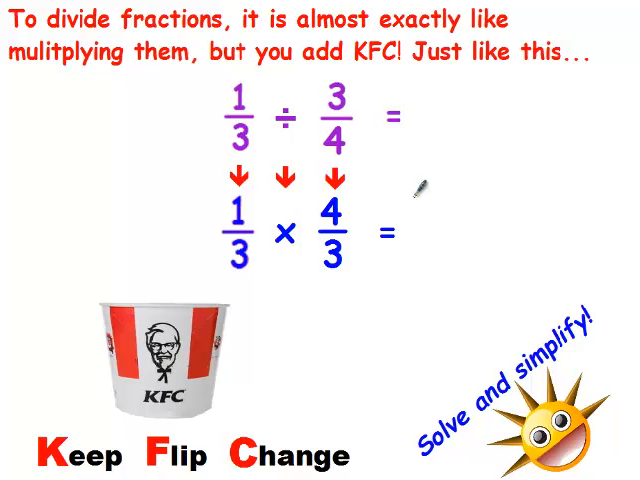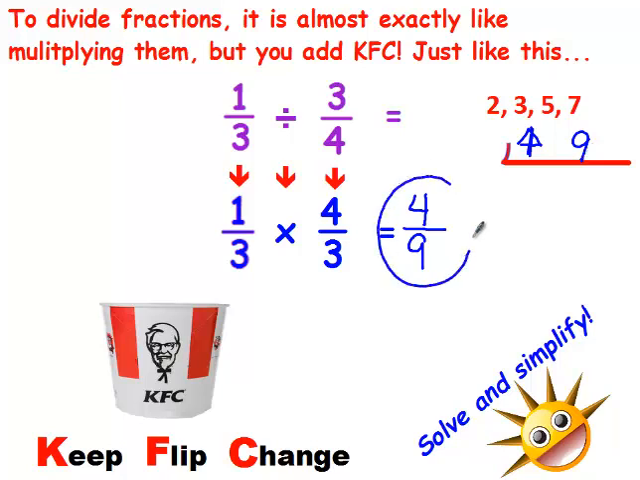4 times 1 is 4. 3 times 3 is 9. It's a proper fraction, so I'm going to see if I can simplify it. I pull out my upside down staircase and my magic numbers. I put 4 first, and then I put 9. 2 goes into 4, but it doesn't go into 9. 3 doesn't go into 4. 5 is bigger than 4, so this is simplified. I'm going to try it again.